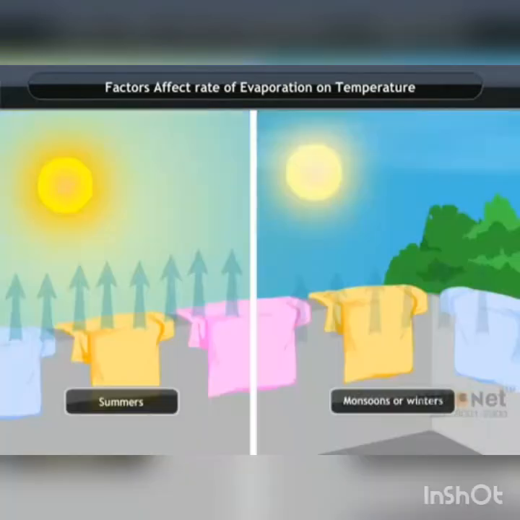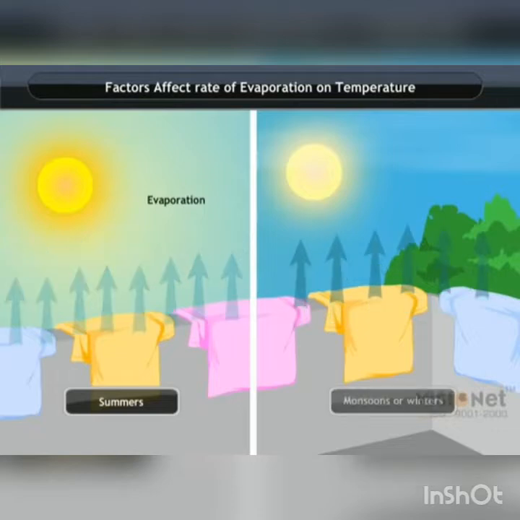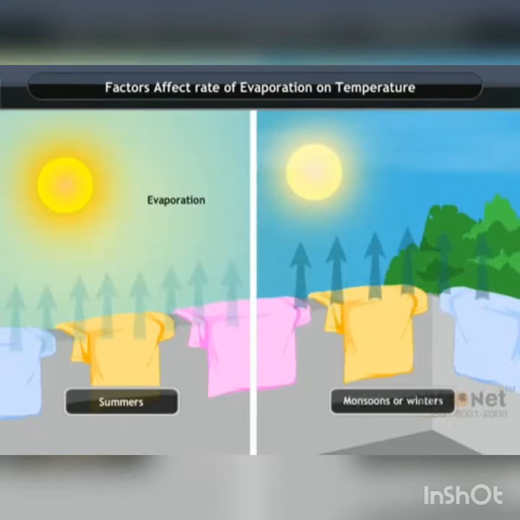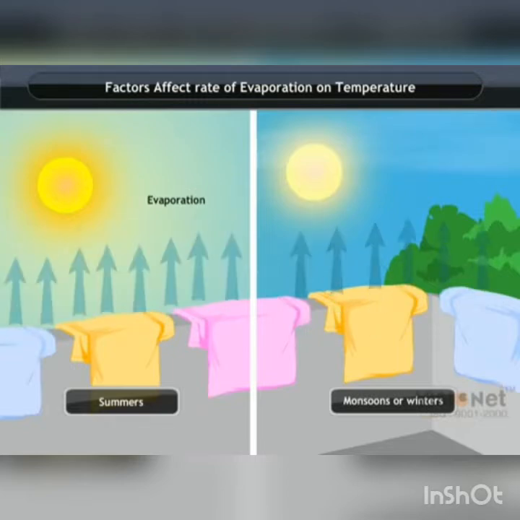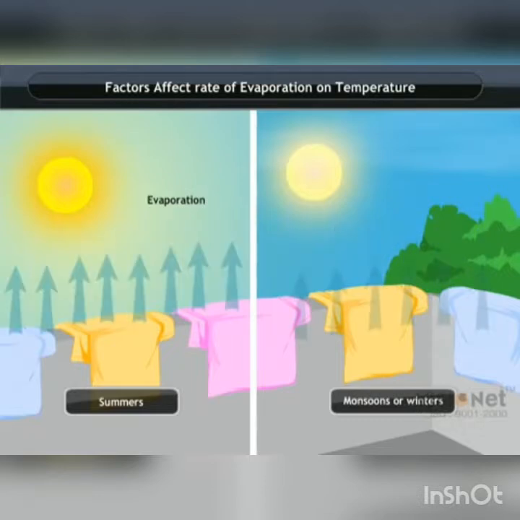This is why water evaporates faster in summers than in monsoons or winters. With an increase in temperature, the kinetic energy of the particles also increases, and more particles are able to break through the force of attraction from other particles. Hence, they get converted into vapors. You all have understood how the rate of evaporation depends on temperature.